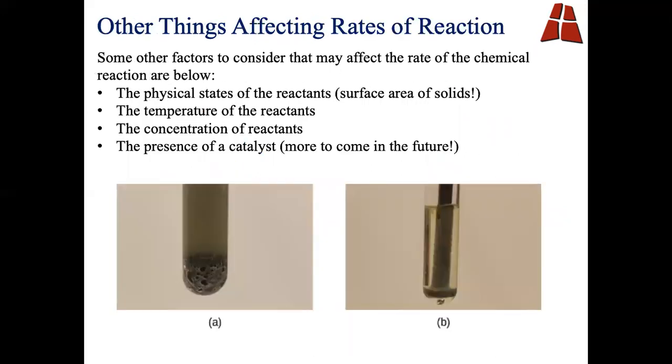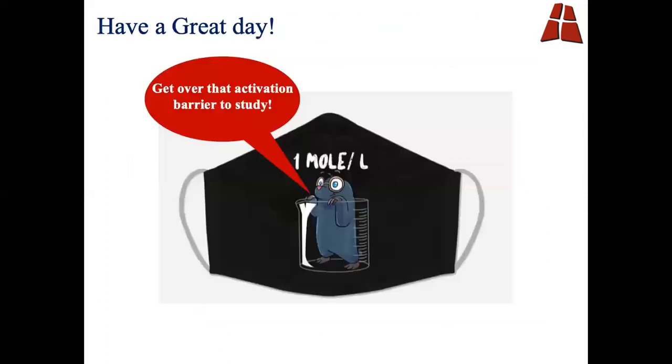Some other things that may affect the rate of a reaction, it could be the physical states of the reactant. So if something is a solid, how much surface area it has might affect the rate of a reaction. You'd also want to consider the temperature and the concentration of things, and also the presence of a catalyst. And I will have more to talk about with catalysts in the future, so just wanted to introduce that concept before we get into it in a future class.